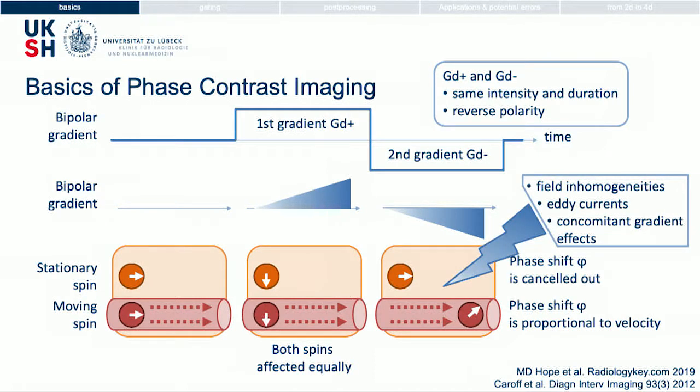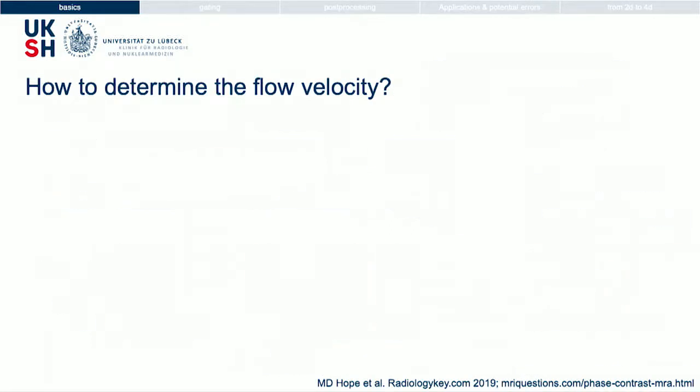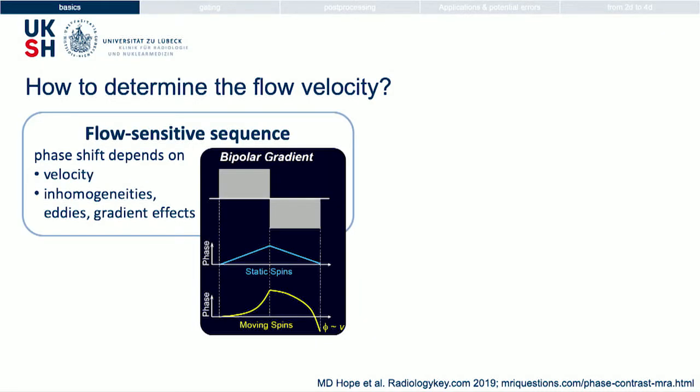Unfortunately, there always has to be an unfortunately. There's magnetic field inhomogeneities, there's eddy currents and concomitant gradient effects that may affect those too. So it's not ideally as I've shown you, but the basis is the same. So you take this sequence to determine the flow velocity. You take this flow sensitive sequence where the phase shift encoding the velocity depends on the velocity and on other disturbing factors such as magnetic field inhomogeneities.